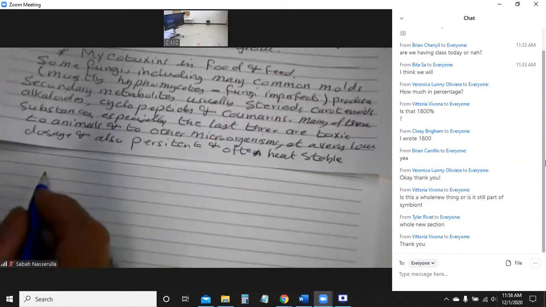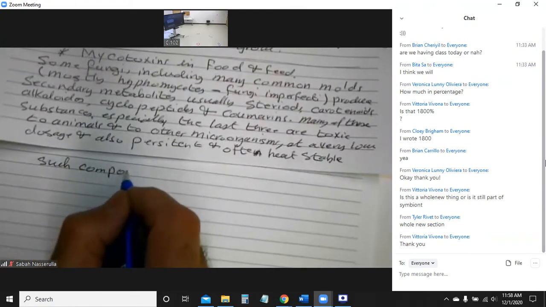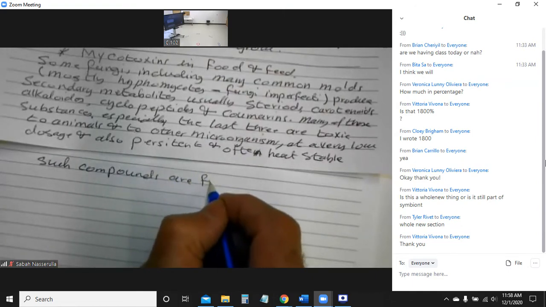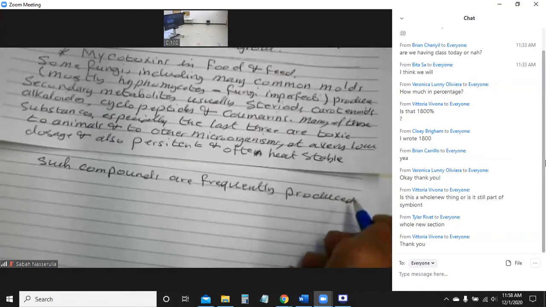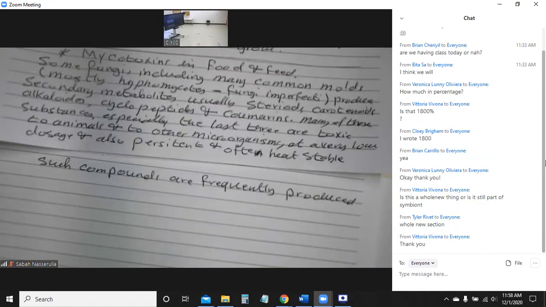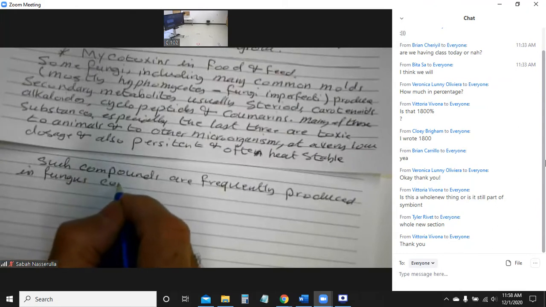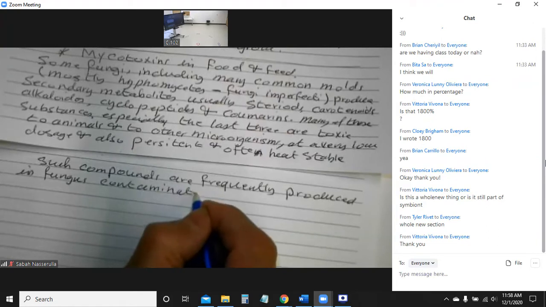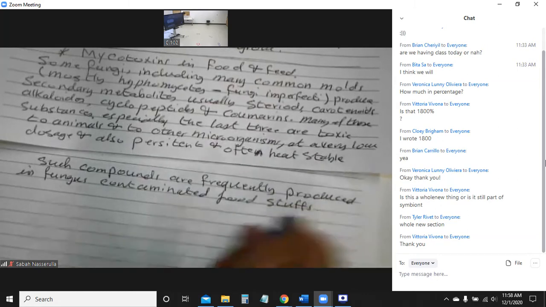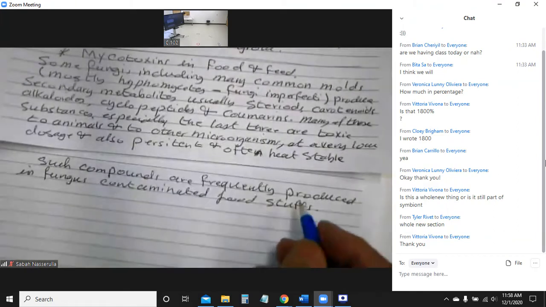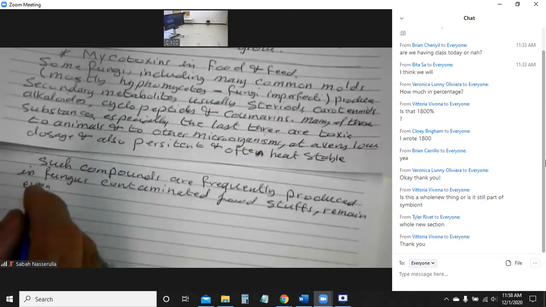Now, as I mentioned to you, such compounds are frequently produced in fungus contaminated foodstuff, and they remain even after processing.